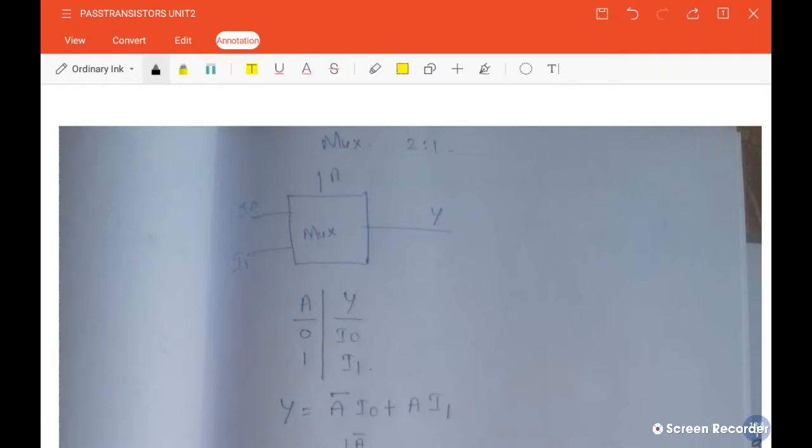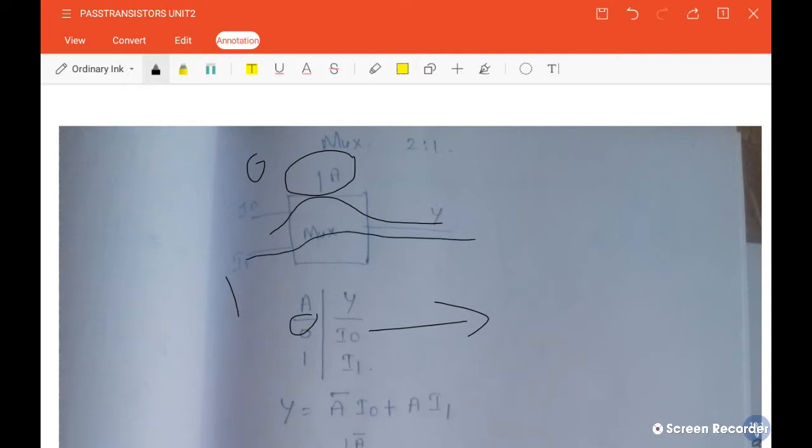Writing the truth table for this multiplexer, how will you write it? Depending upon the selection line A, your input data I0 and I1 are selected. If the selection line A is 0, then the output would be I0. It will pass I0 to the output when the selection is 0. When the selection is 1, the I1 data will be passed on to the output.